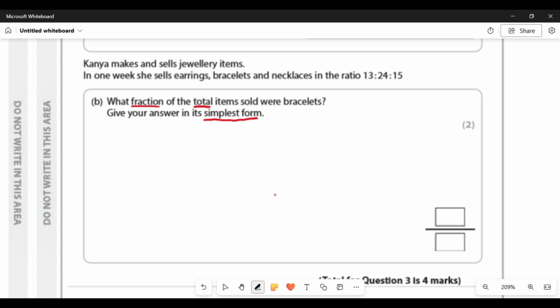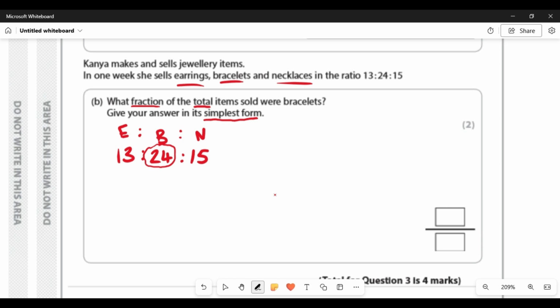Let's write this ratio down first. 13, 24 to 15. So the 13 represents earrings. 24 is the bracelets. And the 15 represents necklaces. Yeah, because that's the order that they said. What they're asking for, what fraction of the total items sold were bracelets? Well, bracelets is 24. Let me just circle that. We need the total because they're talking about the total. So it's going to be 24 out of the total.